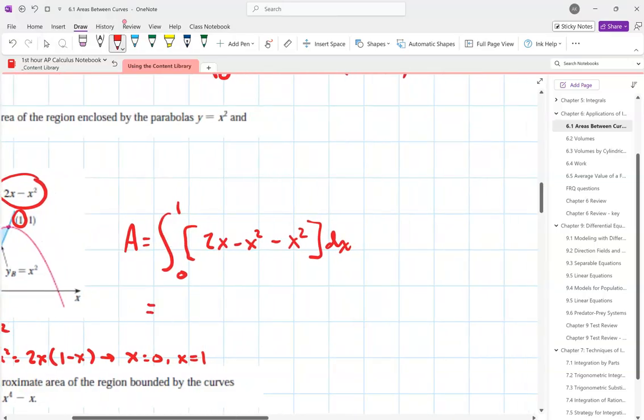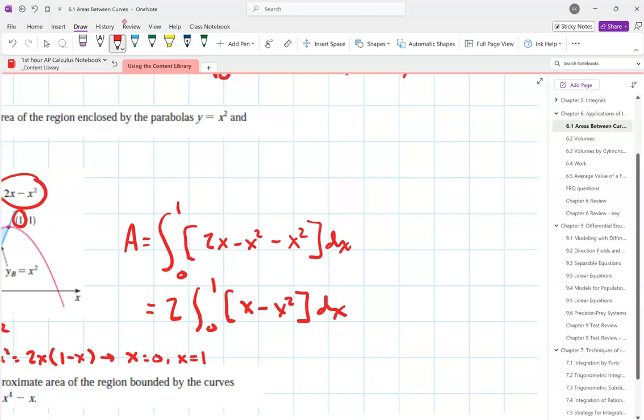And I would probably combine some like terms and pull that factor of 2 out front. We don't have to. Is everybody okay there? No or yes? We're good? Okay. So we can do our antiderivatives. Just like before, the antiderivative of x is x squared over 2. What's the antiderivative of x squared? X cubed over 3. We're evaluating from 0 to 1.